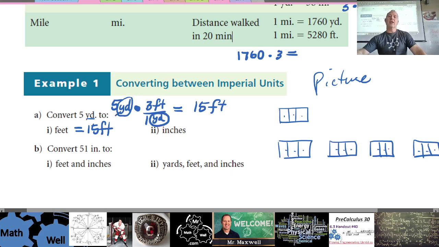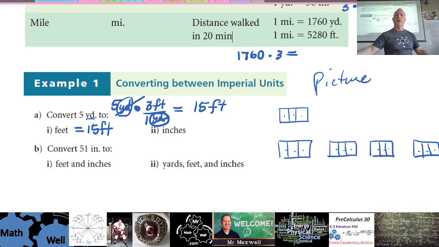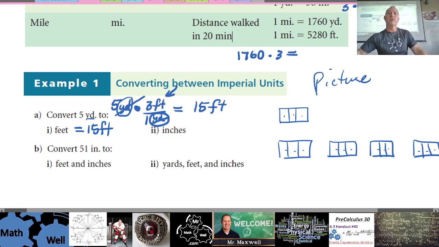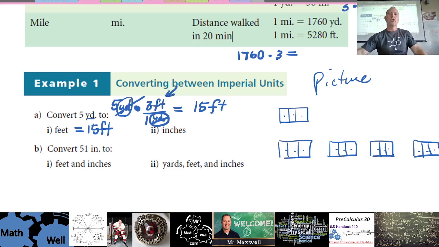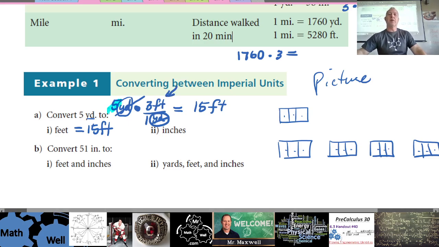Now, you do not have to do this every time, but I want you to start thinking about this. The yards as a unit on the top of the fraction and the yards as a unit on the bottom of the fraction, they will divide out to like disappear, right? And what you're left with is this unit on top, which is feet, which means that if you multiply 5 times 3 to get 15, you will end up with the unit of feet. That's what you end up with. This is called unit analysis.